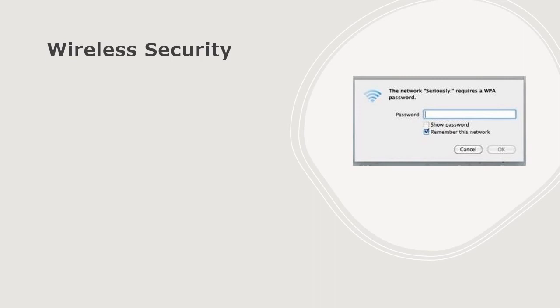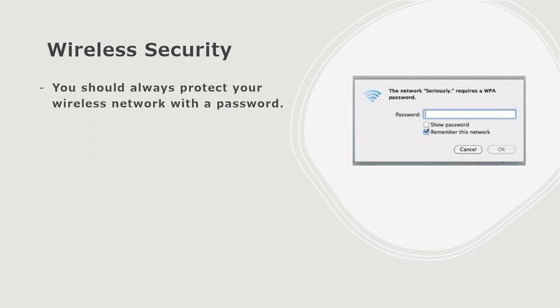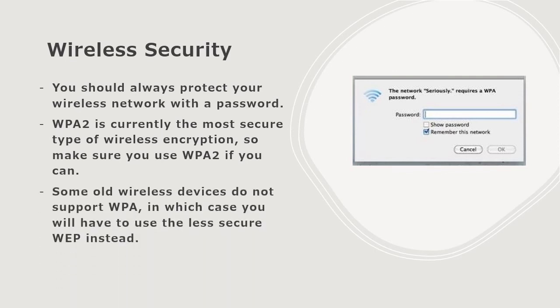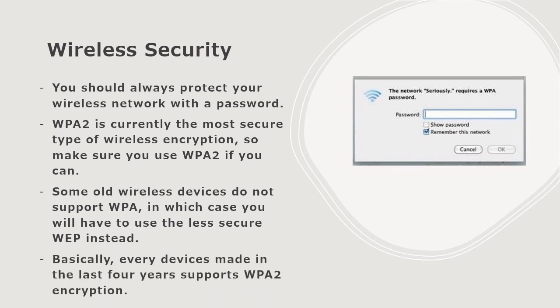You must also have an idea about wireless security. You should always protect your wireless network with a password. WPA2 is currently the most secure type of wireless encryption, so make sure you use WPA2 if you can. Some old wireless devices do not support WPA, in which case you will have to use the less secure WEP instead. Basically, every device made in the last 4 years supports WPA2 encryption.